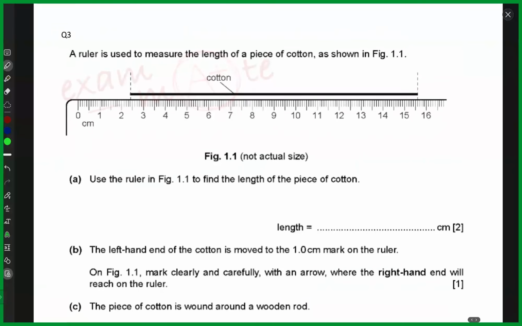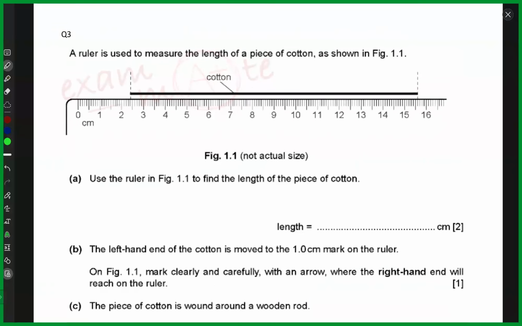Question number 3. A ruler is used to measure the length of a piece of cotton as shown. Use this figure to find the length of one piece of cotton. So how would I find the length of this piece of cotton? Remember that the cotton is not placed at the 0 of the ruler, which means that there is some 0 error in this reading. So you have to eliminate that 0 error. How do I find the length of this cotton?